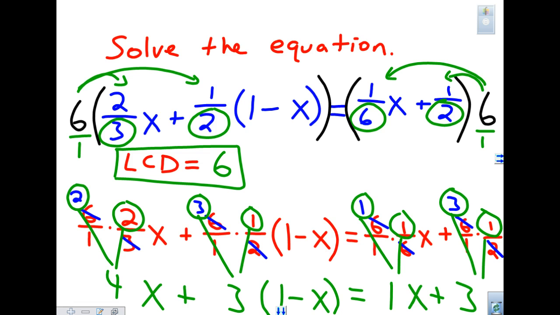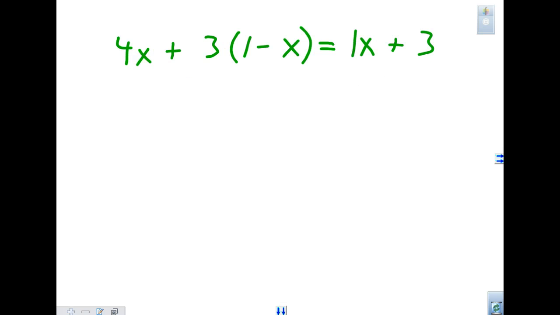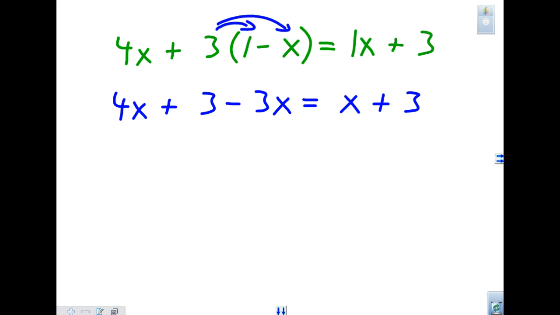So that's really the hard part of this equation. Now we can move on to the easy part, which is to solve what you see here. 4x plus 3 times 1 minus x equals 1x plus 3. So let's go ahead and do that on a new screen. The first step to solving this equation will be to distribute the 3 into the parentheses. So let's go ahead and do that. We'll get 4x plus 3 minus 3x equals x plus 3.